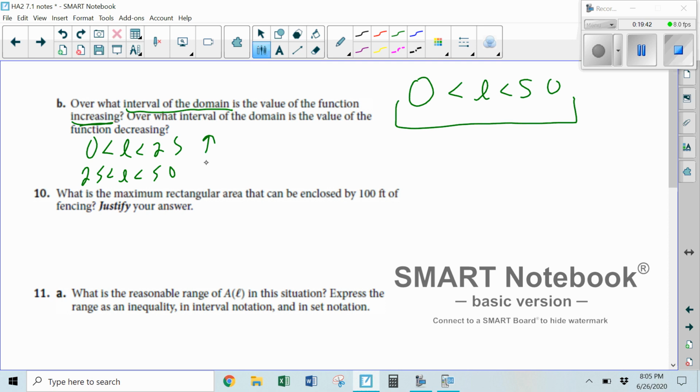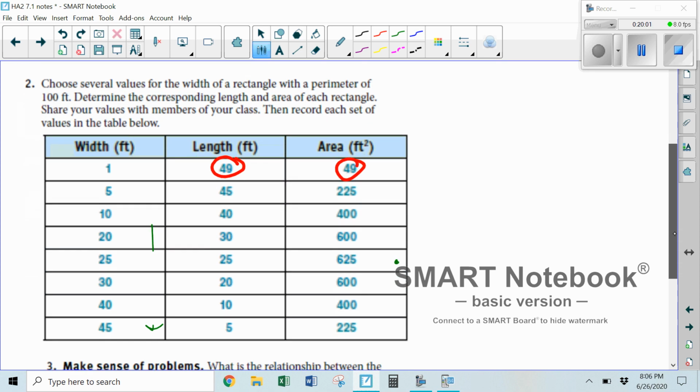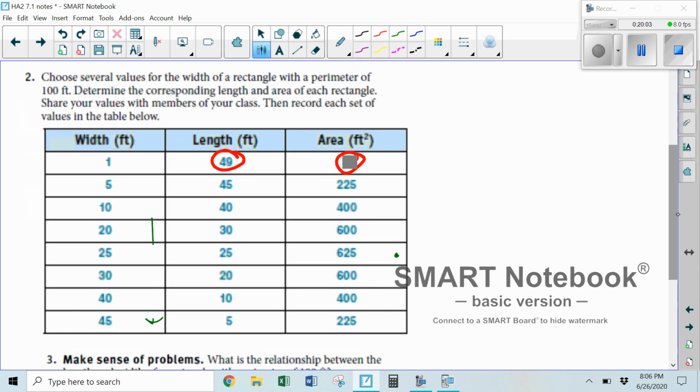So increase, decrease. Number 10, what is the maximum rectangular area, that's the Y value, that can be enclosed by 100 foot of fencing? Justify your answer. Well, let me hop back to this. This was our original table. Now we just picked values. We didn't pick every value, so we can't say 625 is the highest because it's the highest that we picked.